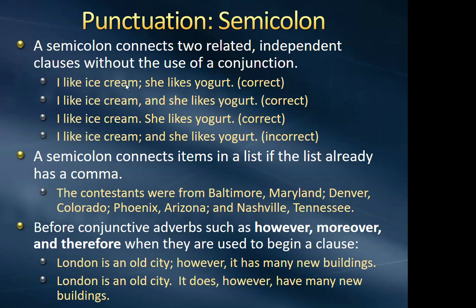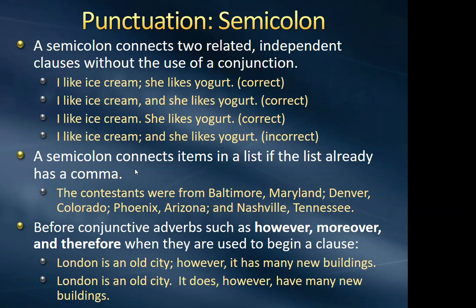So all of these are correct: "I like ice cream; she likes yogurt" with the semicolon, "I like ice cream, and she likes yogurt" with the comma and the FANBOYS conjunction, and "I like ice cream. She likes yogurt." with a period. This is incorrect: a semicolon and an "and." I said this last time, we never use a semicolon and an "and" unless we're separating items in a list, like in this case down here. We don't use it when we're joining independent clauses.